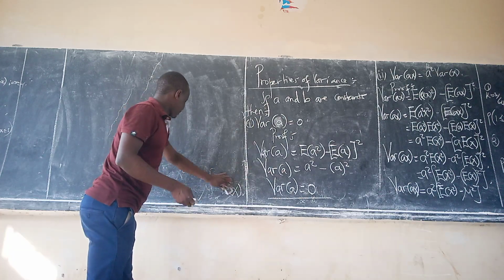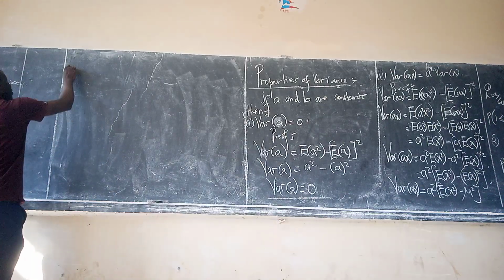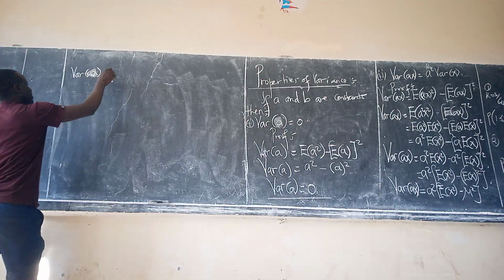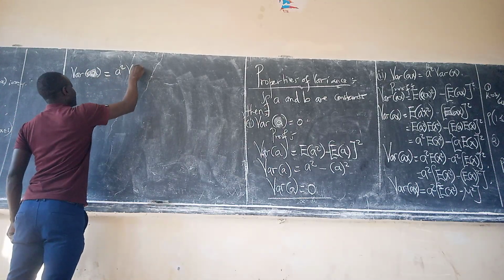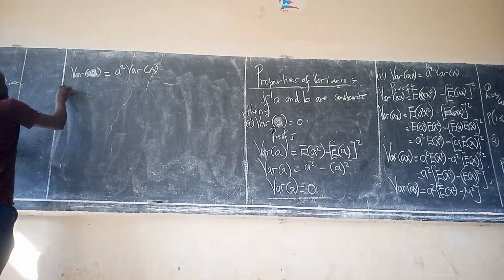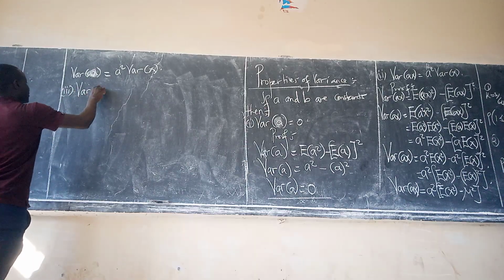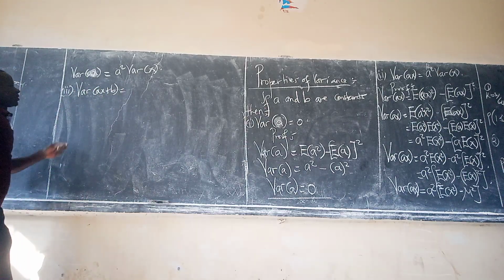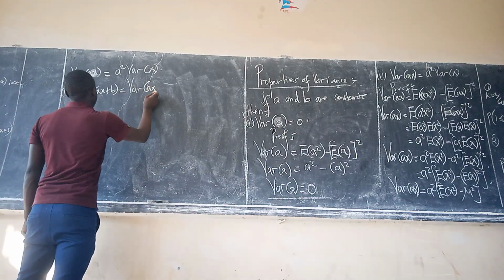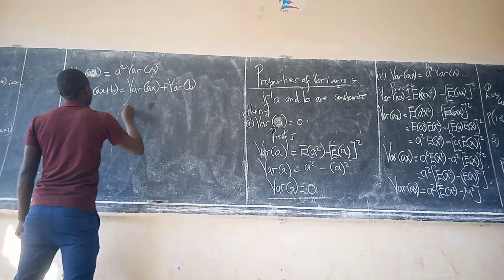So we shall have the variance of ax as a squared, the variance of x. Now in Roman 3, we have the variance of ax plus b. When you distribute the variance, it becomes the variance of ax plus the variance of b.